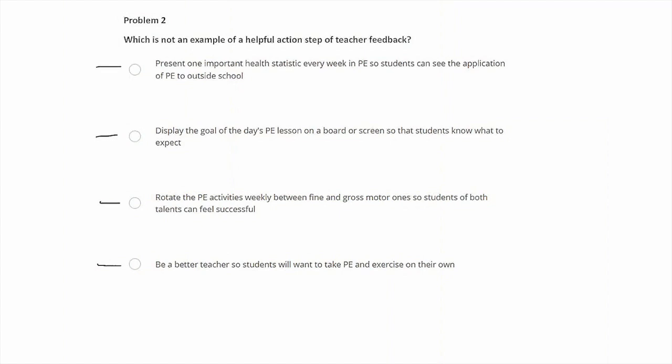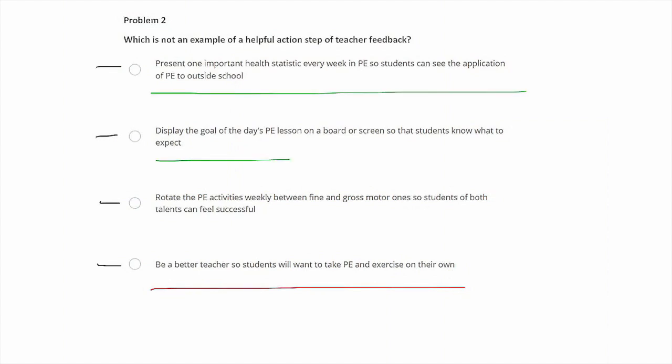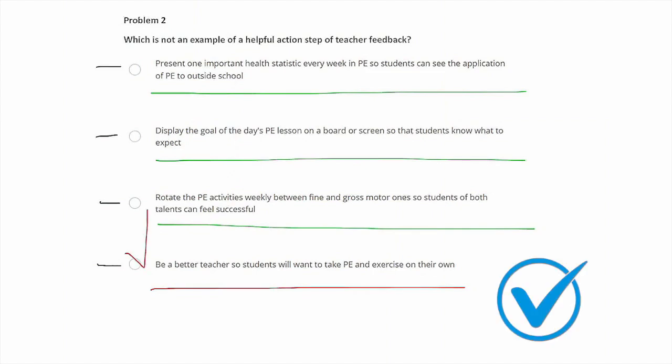Well, when providing teachers with feedback in the PE classroom and really every other subject area, vague feedback like be a better teacher or you are doing great, it's not as helpful as specific feedback in the form of an action step. So action steps are focused and can be applied quickly by the teacher, such as displaying a health statistic or displaying the goal of the day or rotating activities. So the answer is the last one, because that is the one that is not an example of a helpful action step.